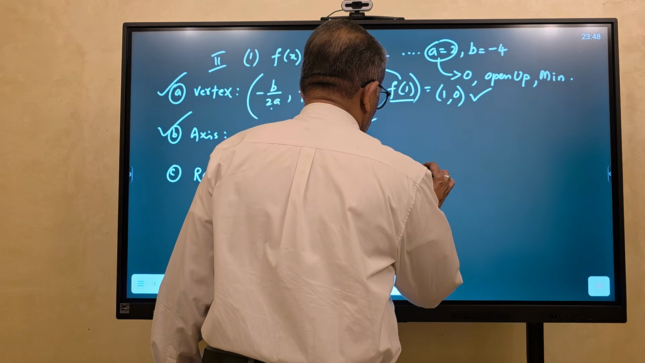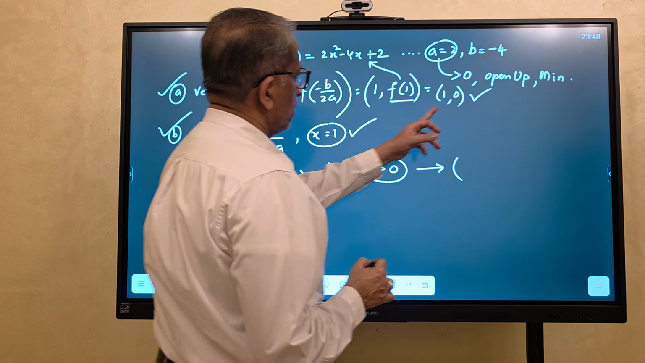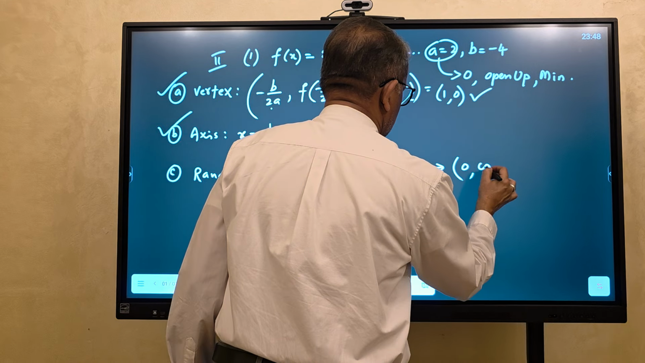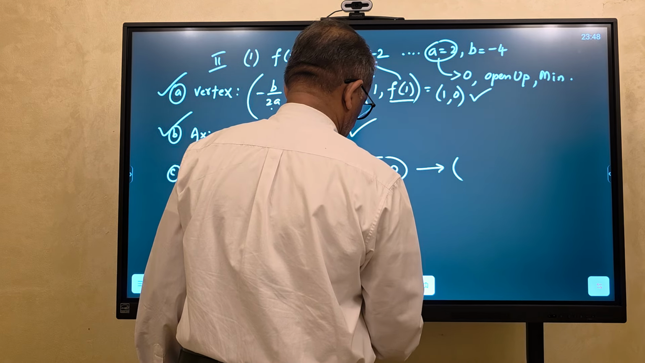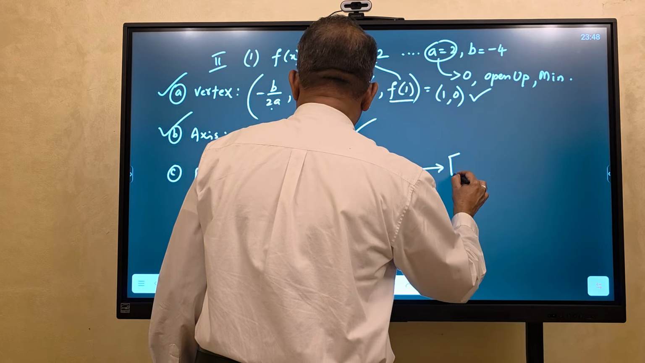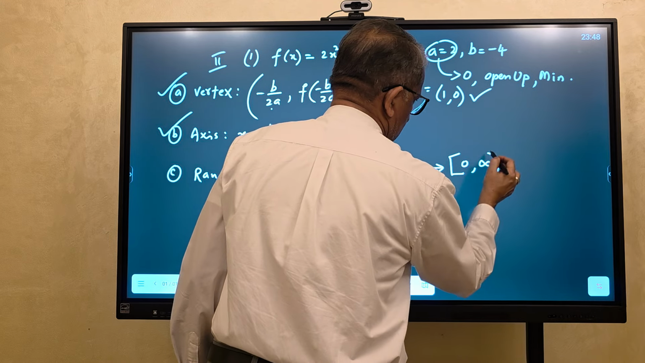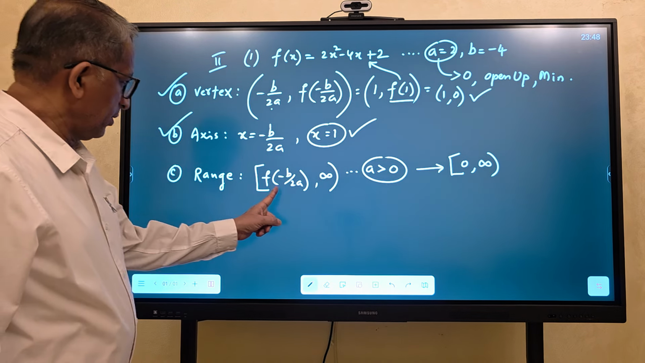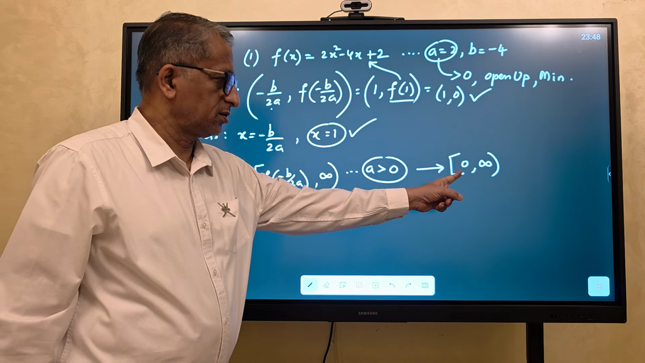So what is your answer now? What is f of minus b by 2a? It is 0, and then infinity. Sorry, this should be closed bracket 0, infinity, open bracket. Answer. Remember this formula is to be used whenever a is positive.